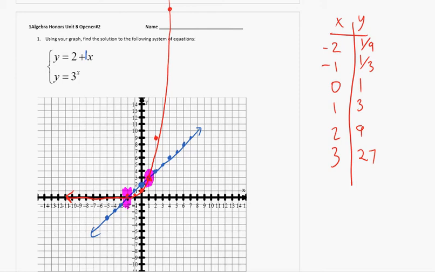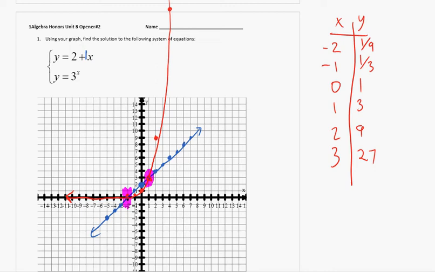Although remember, the point on the line, the blue line, the point there is -2, 0, but the point on the red exponential graph is -2, 1/9. And 1/9 is close to 0, but it's not 0. So somewhere in that neighborhood they do intersect, although it's not exactly at -2.